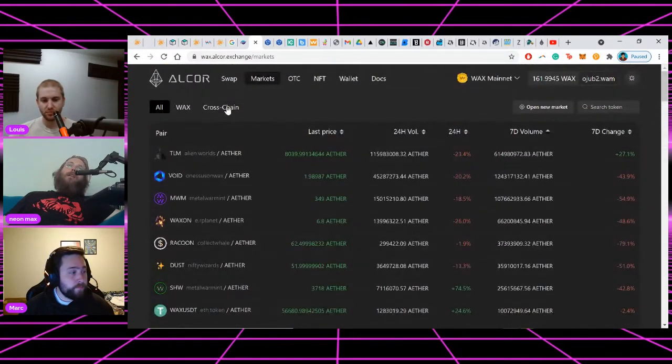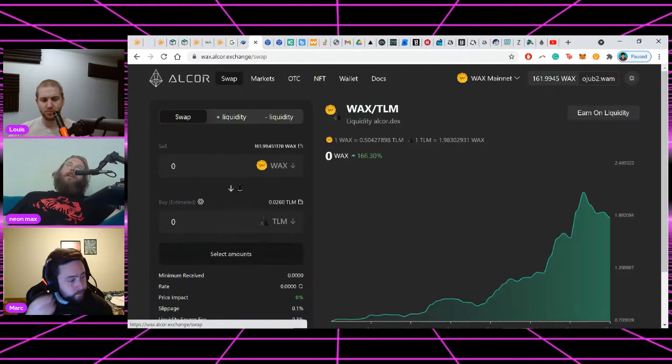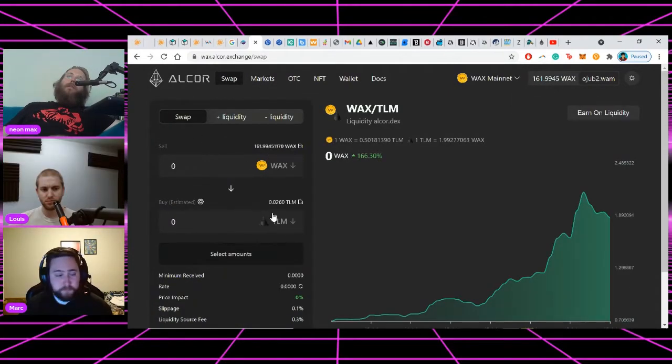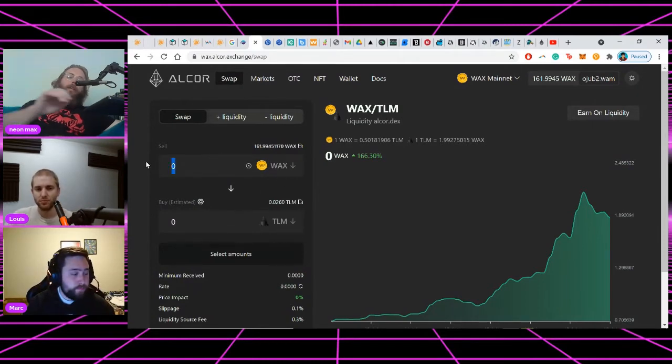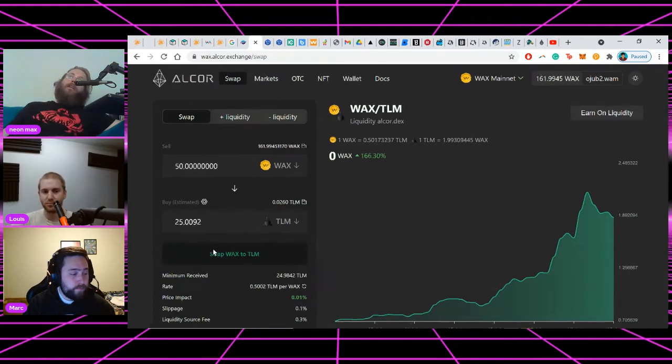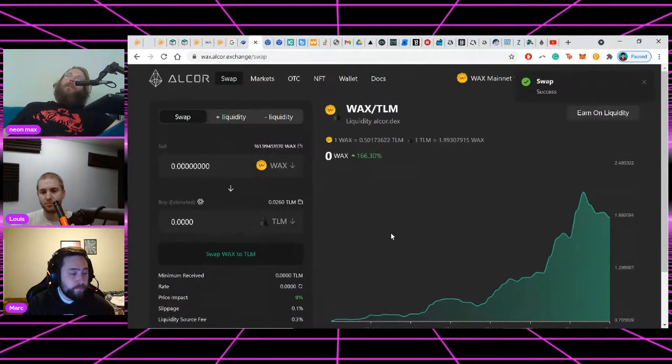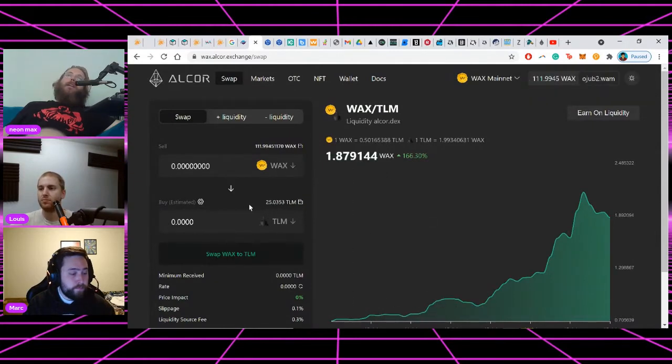So you can go to the swap option here, and then swap for, and it's giving me the main one here, TLM and Wax. So I can now go here and say, give me 50 Wax worth, and it gives me 25 TLM. I can say yes, swap, and then now I have 25 TLM in my wallet.